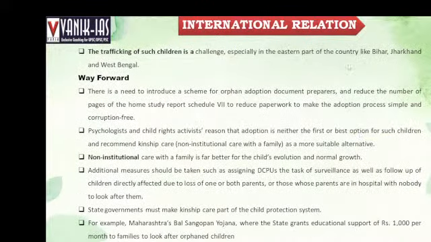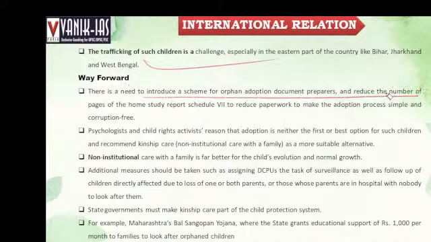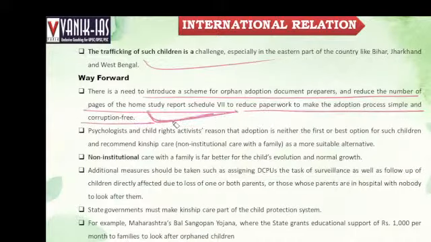Trafficking of such children is a challenge, especially in the eastern part of the country like Bihar, Jharkhand, and West Bengal. They are illegally trafficked because they can be used in various illegal activities in urban areas, like drug trafficking and many criminal activities. However, there is a need to introduce a scheme for orphan adoption document preparers, to reduce the number of pages in the home study report of Schedule 6 and Schedule 7, reduce the paperwork, and make the adoption process simple and free of corruption.